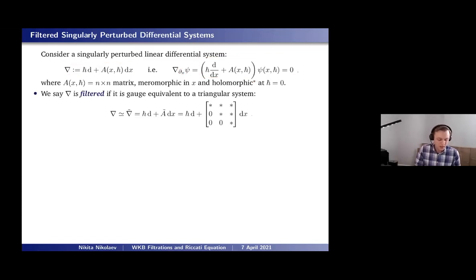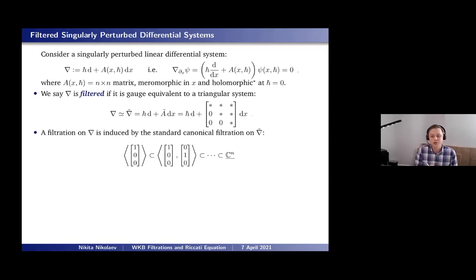Okay, so what does it mean for a system to be filtered? What I'm talking about here is a meromorphic h bar connection on a trivial bundle. I've trivialized the bundle, chosen a coordinate. So what does it mean for that trivial bundle to be filtered? It means that I can put my connection into a triangular form. There's some kind of gauge equivalence that puts my matrix A into this upper triangular or lower triangular form, depending on how you choose it.